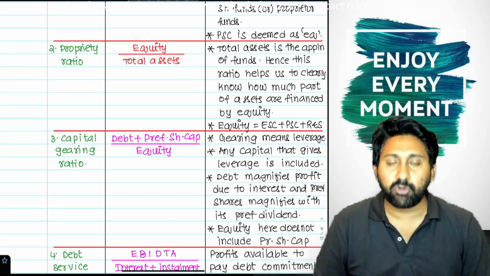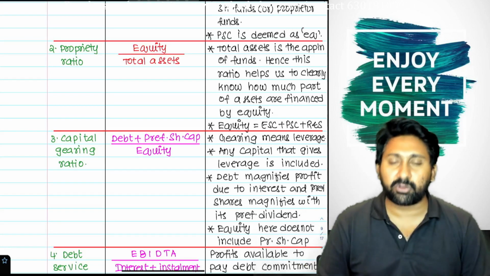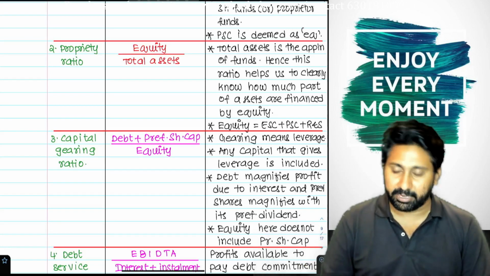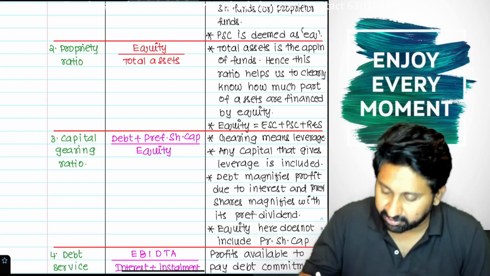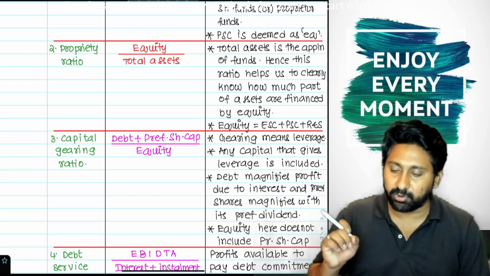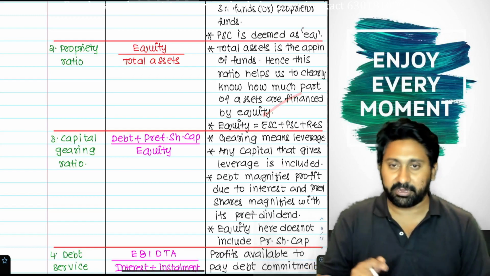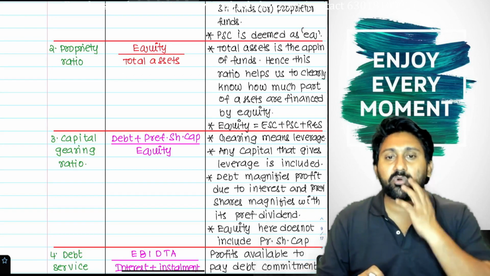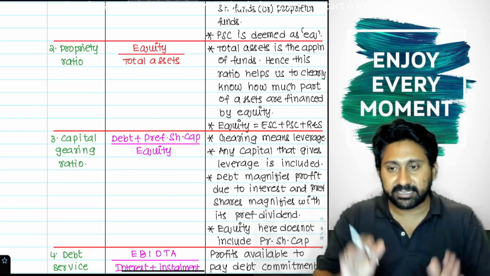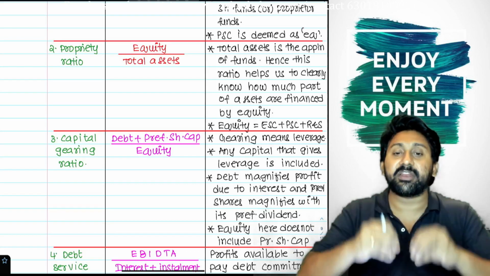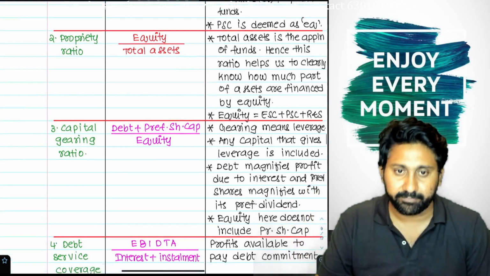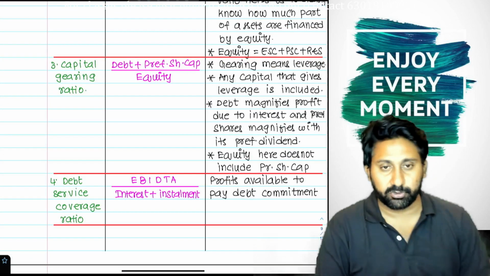That means how much portion of equity is in the total assets of this particular company. Total assets is the application of funds, and the ratio helps us to clearly know how much part of assets is financed by equity. In the total assets, fixed assets and current assets are there. In that, how much is financed by equity? Proprietary ratio. Capital gearing ratio.